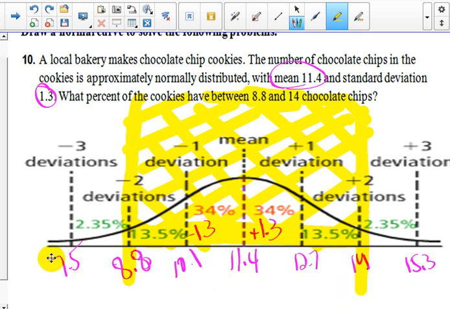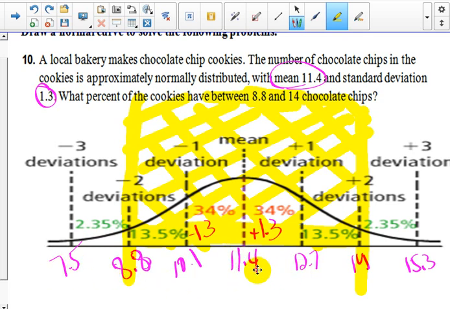So you should have your number line done with the mean being 11.4. Double check your answers against this. Moving to the right, you should have 12.7, 14, and 15.3. And moving to the left, 10.1, 8.8, and 7.5.